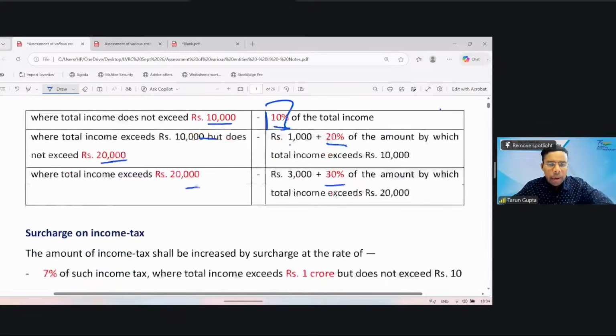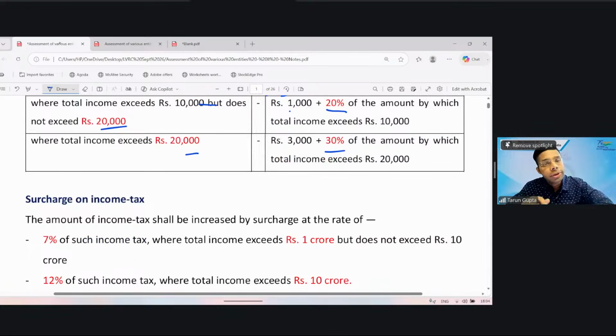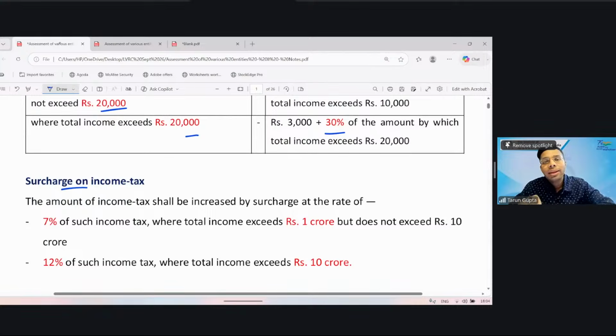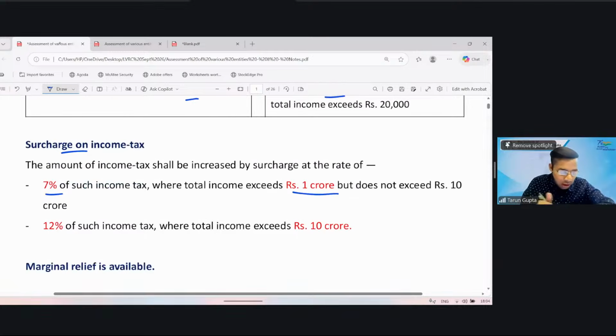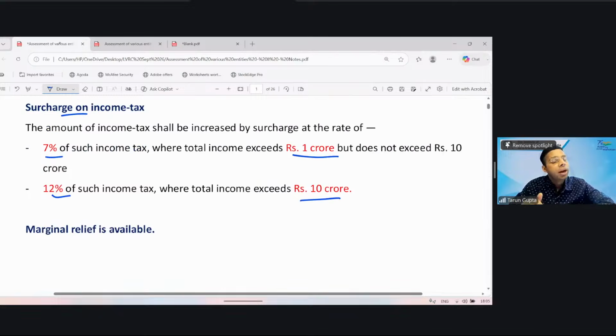Okay, the cooperative society is also subject to surcharge. The surcharge rate is similar to the rate applicable to a domestic company. That is 7% of the income tax if total income exceeds rupees 1 crore, and 12% of the income tax if total income exceeds rupees 10 crore. So if the income is up to 1 crore, no surcharge. If income exceeds 1 crore but is less than 10 crore, then 7%. And if the income exceeds 10 crore, then 12%. The surcharge is 7% and 12%. As you know, wherever there is surcharge, there is marginal relief available.